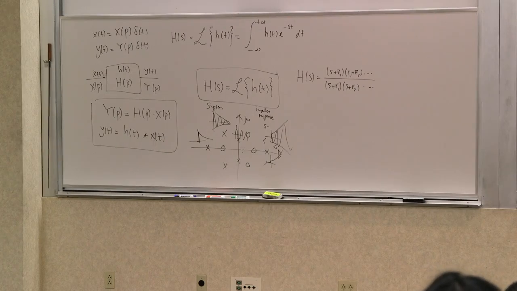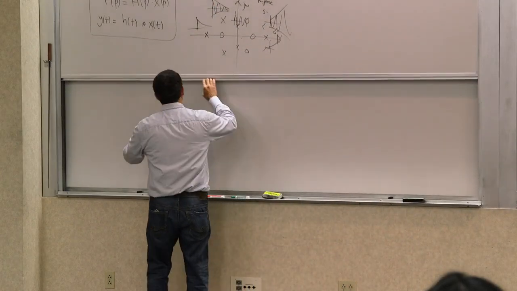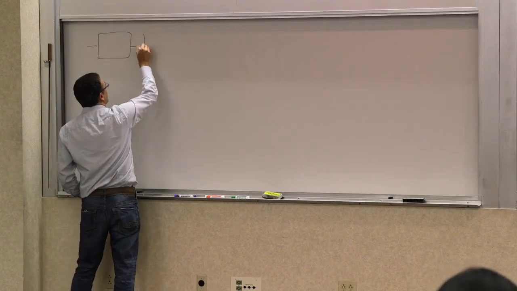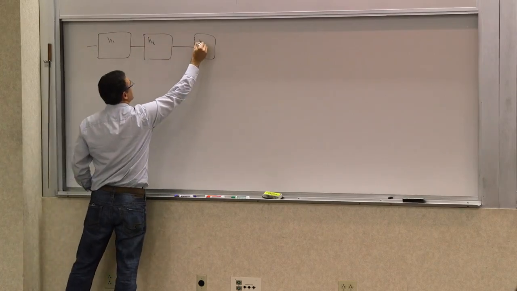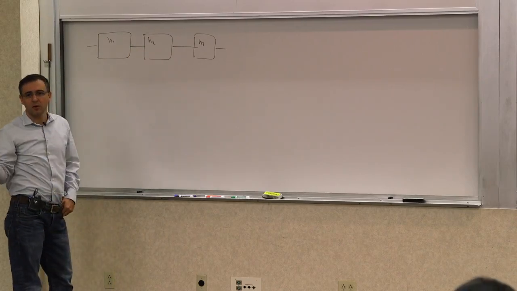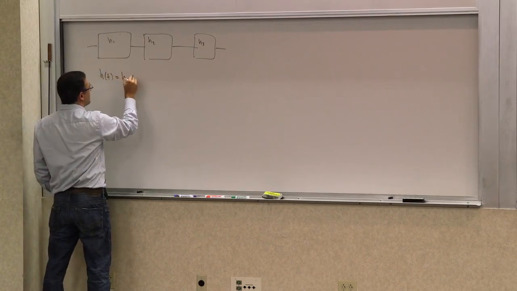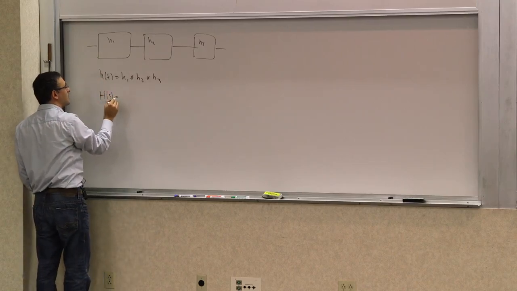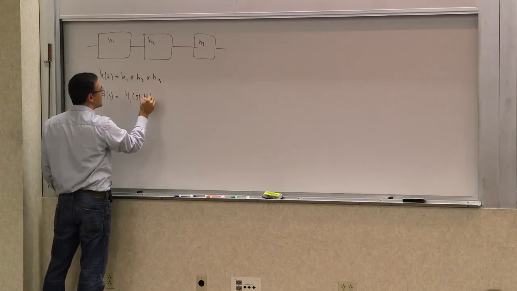Now, one of the interesting things that we did is that we said, okay, look, if you have a cascade of systems, meaning the output of the first one is the input to the second one, and so on and so forth, then of course the overall impulse response is the convolution of the three impulse responses. But more interestingly, and probably more useful generally, the transfer function of the overall system is the product of these transfer functions.